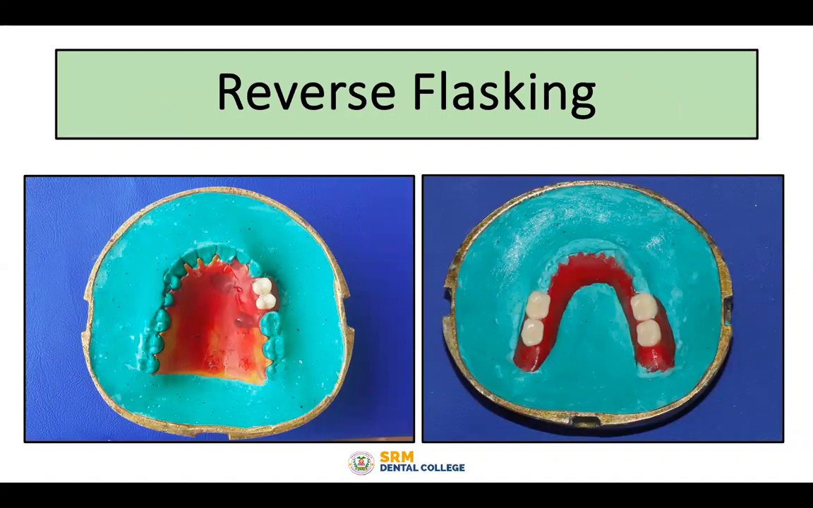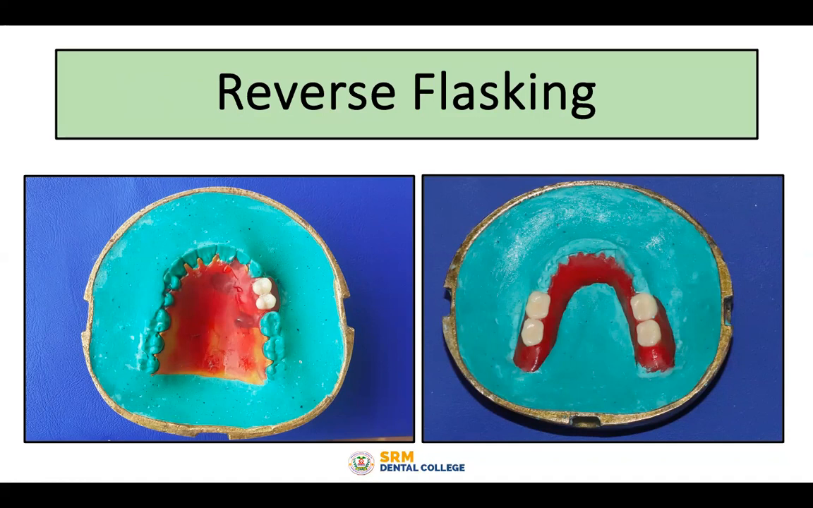The procedure of flasking done here is reverse flasking, unlike your conventional complete denture, where we do normal flasking. Here, the lid and the body of the flask are sealed, and the cast is invested in these two components of the flask. Whereas in conventional flasking, the base of the flask is used and the cast is invested in the base of the flask, in reverse flasking it is invested on the opposite side of the flask, that is the body of the flask and the lid of the flask.